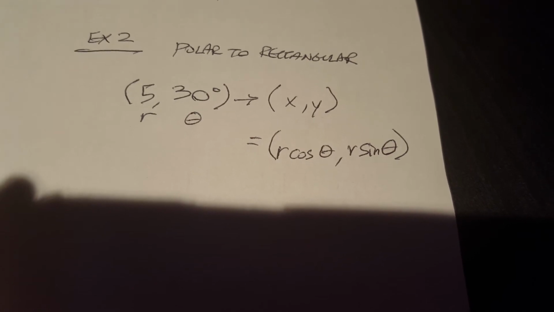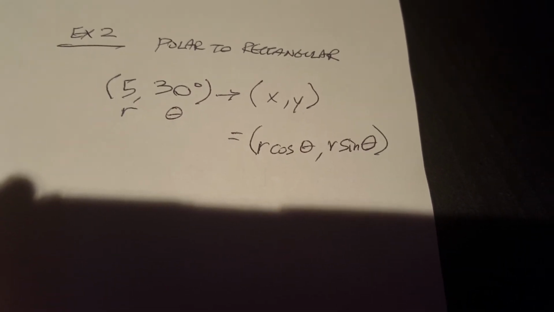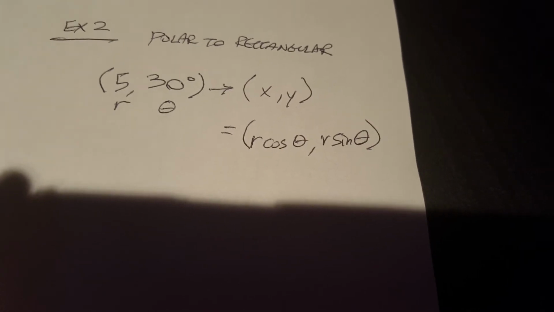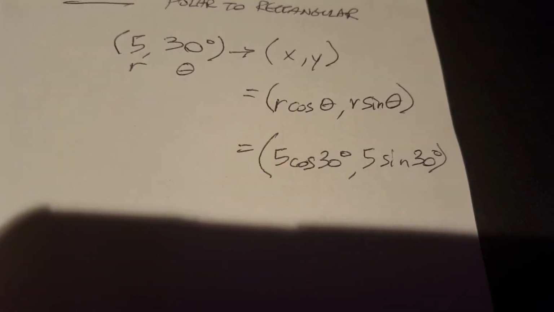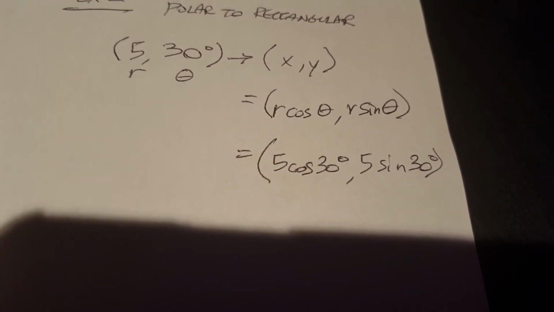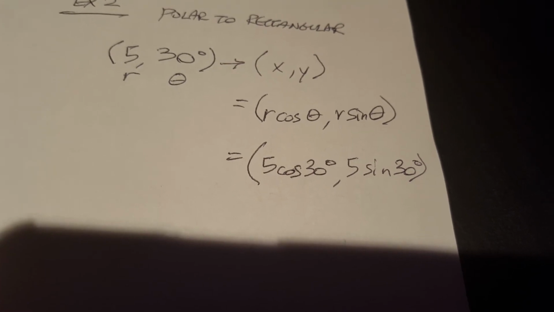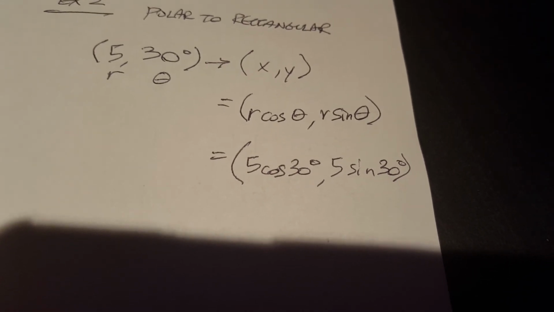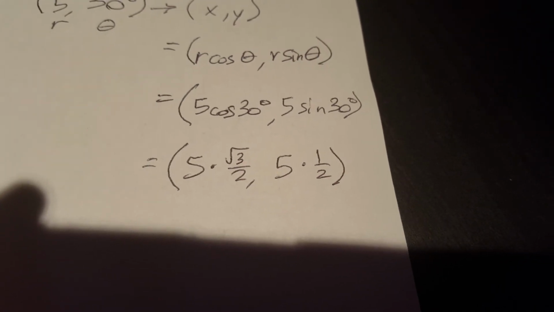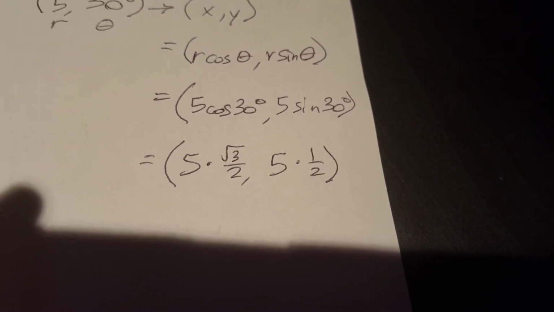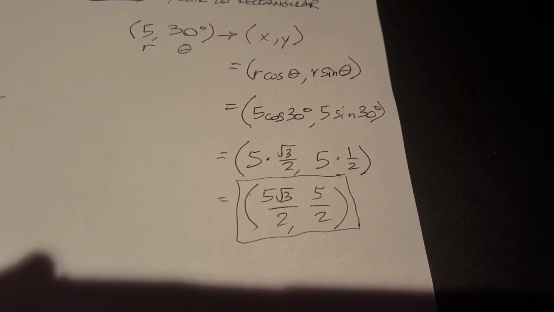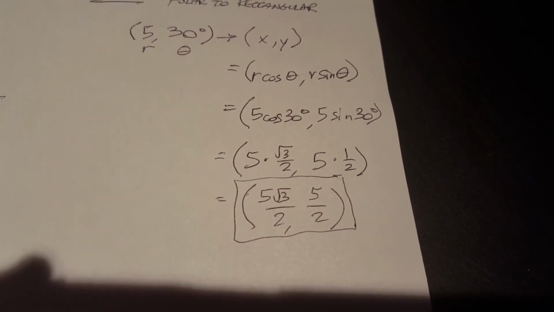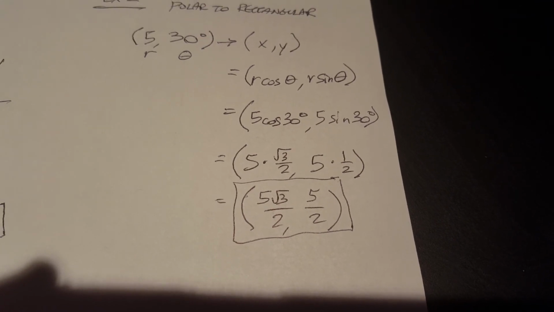So remember from earlier, x is r cosine theta, and y is r sine theta. And what we're given here is our r and our theta. So literally that means we have 5 times the cosine of 30 degrees comma 5 sine of 30 degrees. If you recall, cosine of 30 degrees is the square root of 3 over 2, and the sine of 30 degrees is 1/2. Let's multiply those together, and bam, you're done. So your new rectangular coordinate is (5 square root of 3 over 2, 5/2).